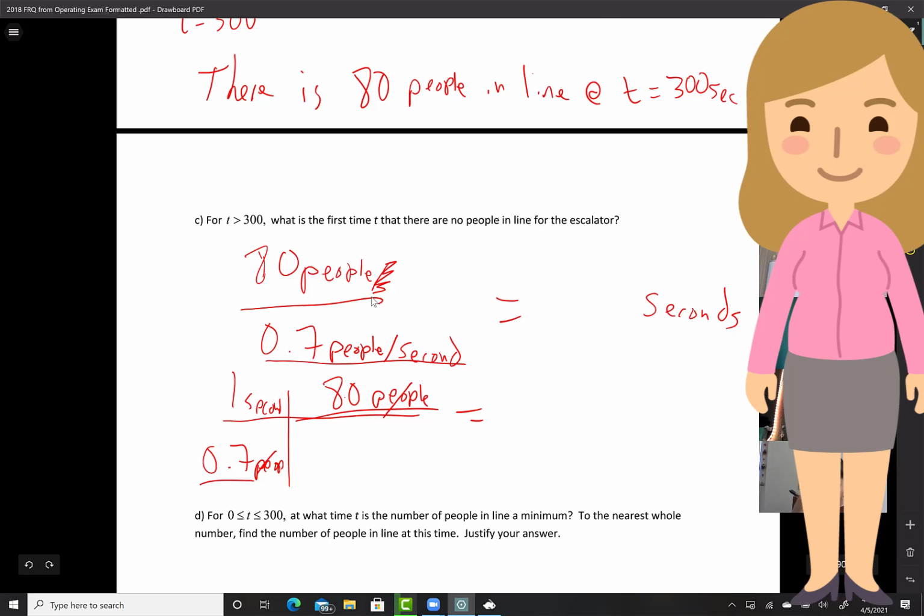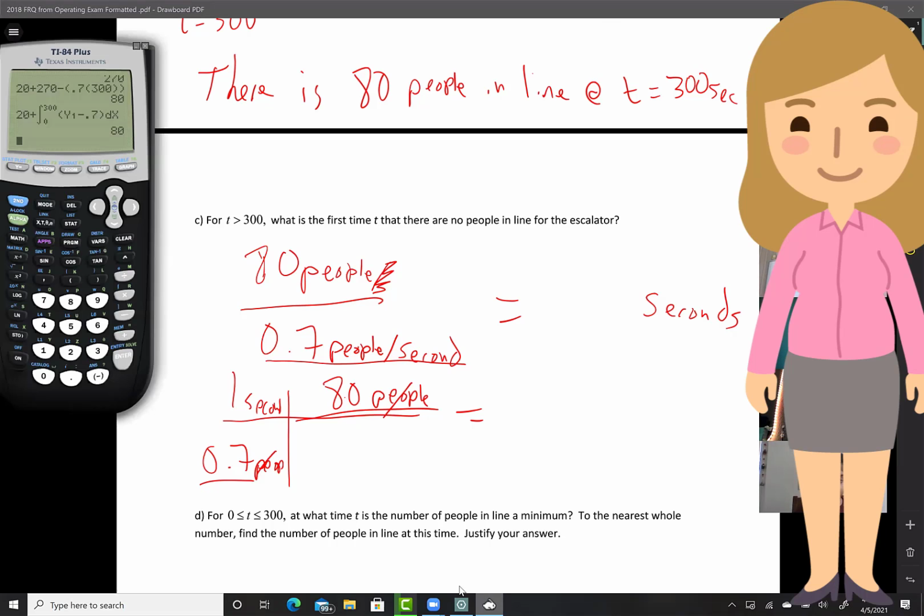Do you guys see how that works? Okay, so it doesn't matter how you see it. 80 divided by 0.7 is only going to tell you how many seconds after 300. So don't get tricked, guys. 80 divided by 0.7, that's 114.285 seconds after 300.